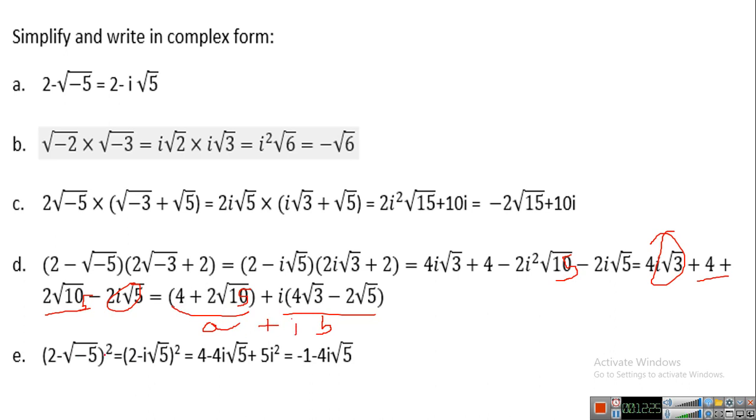Here you have a square, but before, radical minus 5 is i radical 5 squared. So you square the first one, it is 4. 2ab will be minus 4i radical 5. And b square, if you square here, you're going to get 5i squared. 5i squared is minus 5 here. 4 minus 5 is minus 1, minus 4i radical 5. This is a complex number where the real part is minus 1 and the imaginary part is minus 4 radical 5.